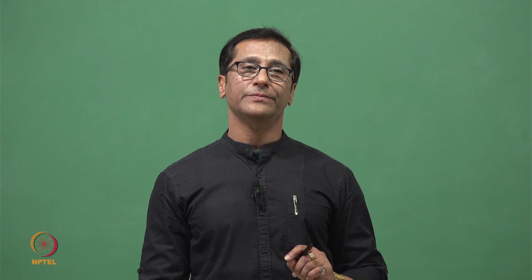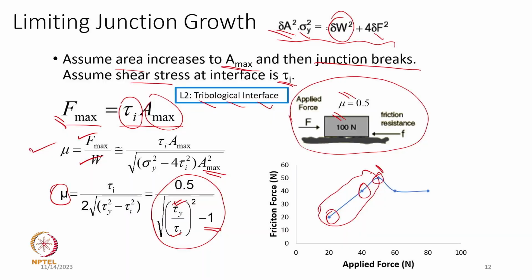Now here we are assuming tau I will have a lesser strength compared to tau y. This is needed, otherwise this whole term will be negative, and that means tau y divided by tau I has to be greater than 1. If it is not, then this theory will not be applicable and we need to reject this theory.